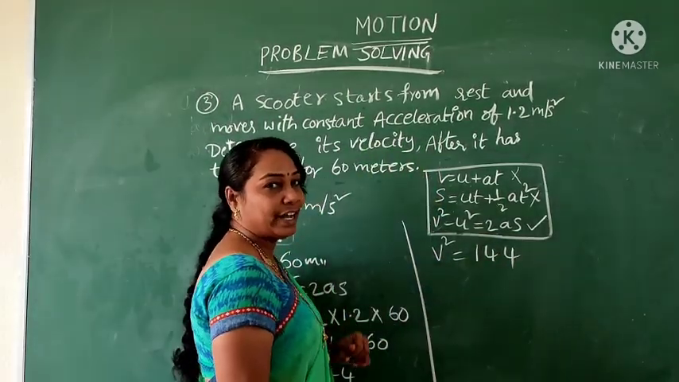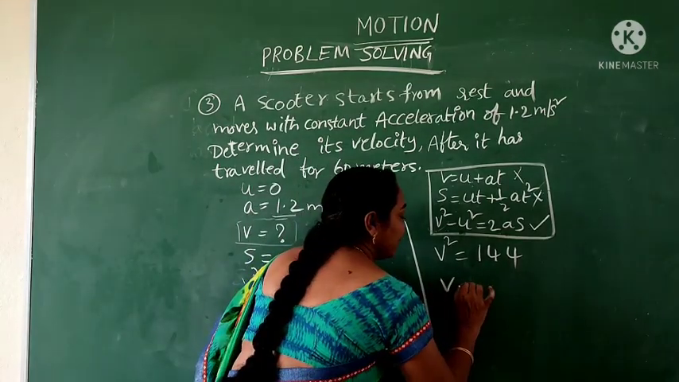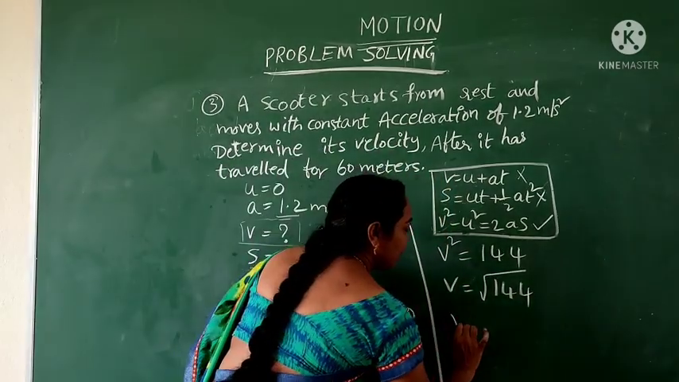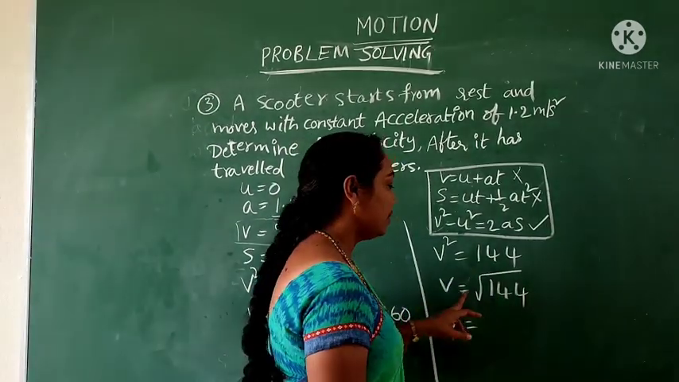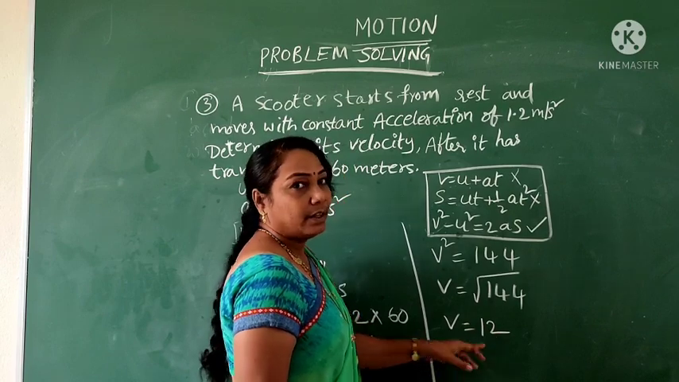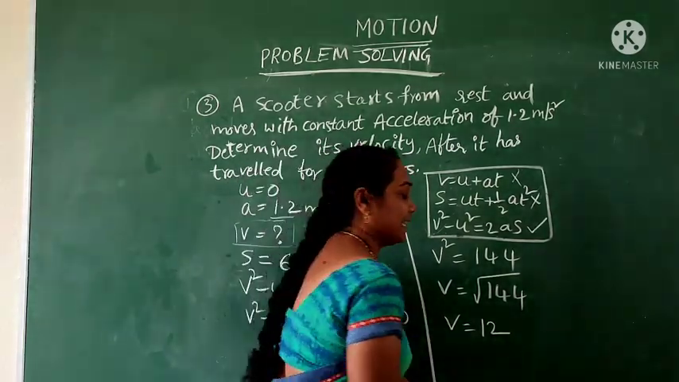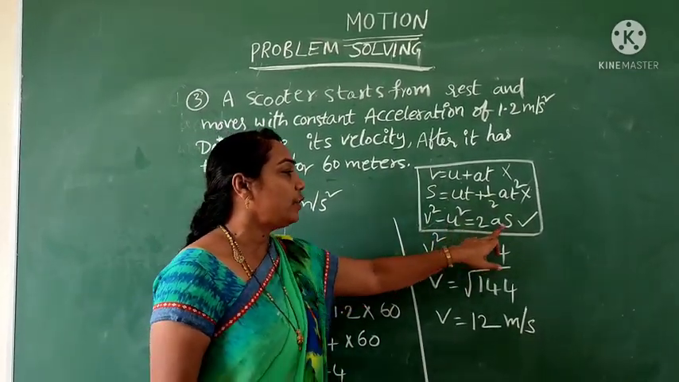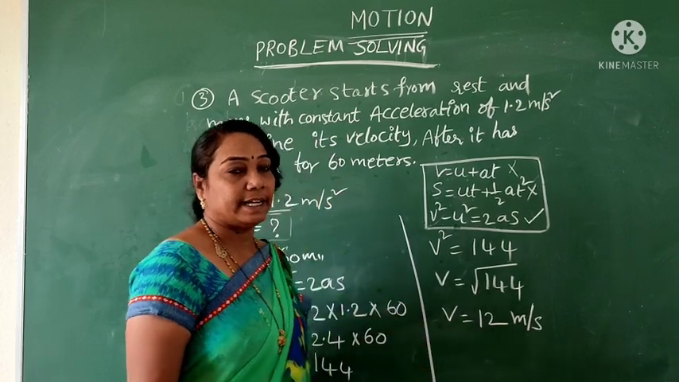But we have to find out V value. How can we get V value? V square equal to 144. V equal to square root of 144. So, root 144 means 12. So, V equal to 12. What is the dimension for V? V, velocity, meter per second. So, by using the v square minus u square equal to 2as formula, we get V value as 12 meter per second.